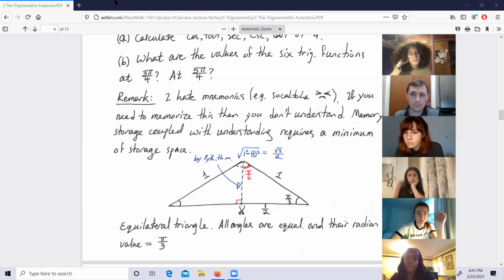1/2 what? No, 1/2 is not 1/2 pi. 1/2 of what? When I say cosine of pi over 3 is 1/2. Oh, here you go. Radian, exactly. We'll take a small break afterwards.